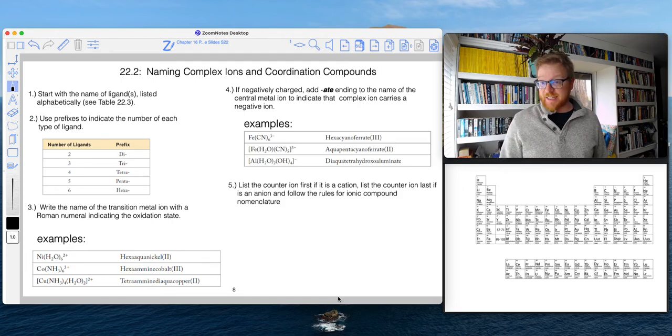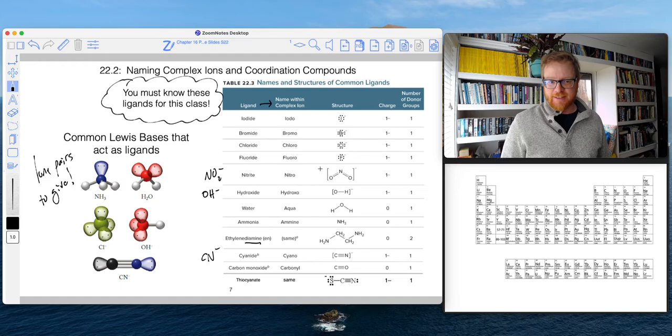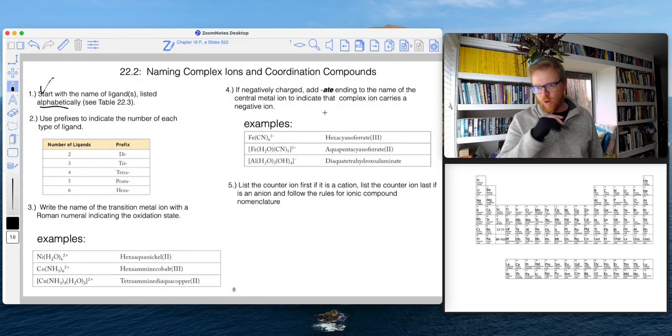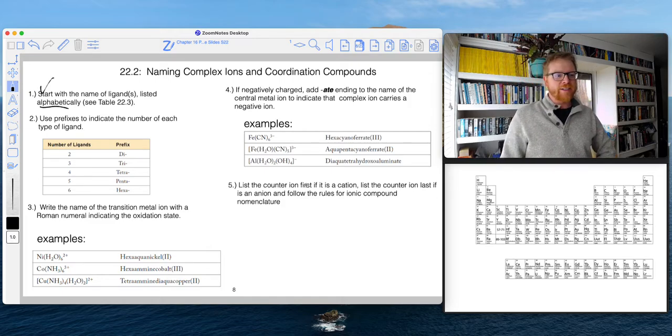Okay, so let's get into this naming thing. Here I've got this list, 5 steps to go through. You can see step number 1, start with the name of the ligand listed alphabetically. See table 22.3. That's this table right here. This is kind of a weird thing. Normally in chemistry, we don't use alphabetical organization, but we do in complex ions.